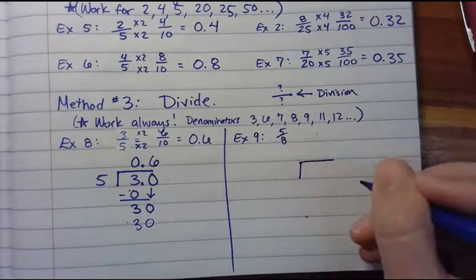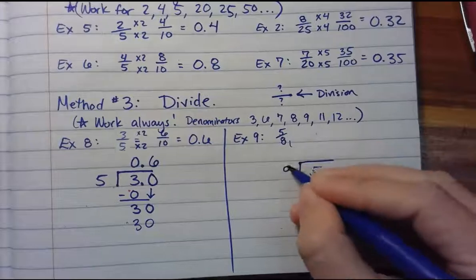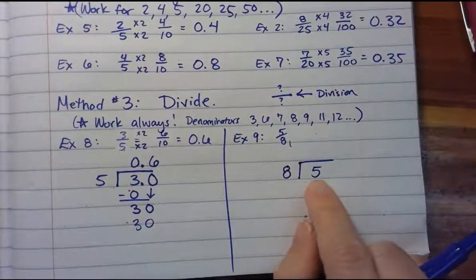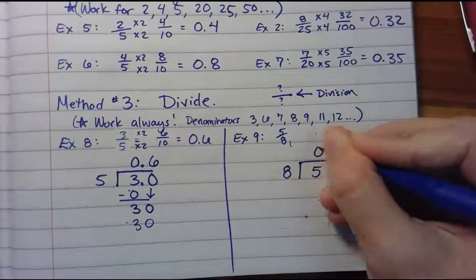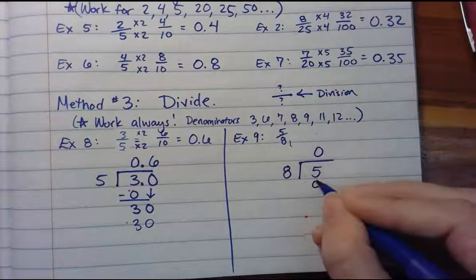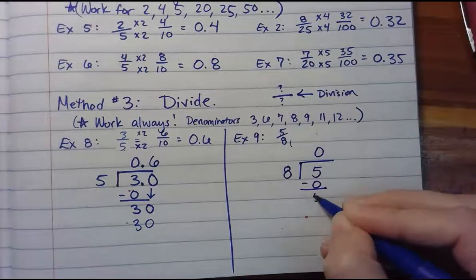So we're going to draw out our division bar. The top number, again, always goes inside. Bottom number goes on the outside. And we start asking ourselves, how many times will 8 go into 5? Well, 8 is bigger than 5. 8 does not fit inside 5, so 8 goes into 5 0 times. 0 times 8 is 0. Subtract. 5 minus 0 is 5.